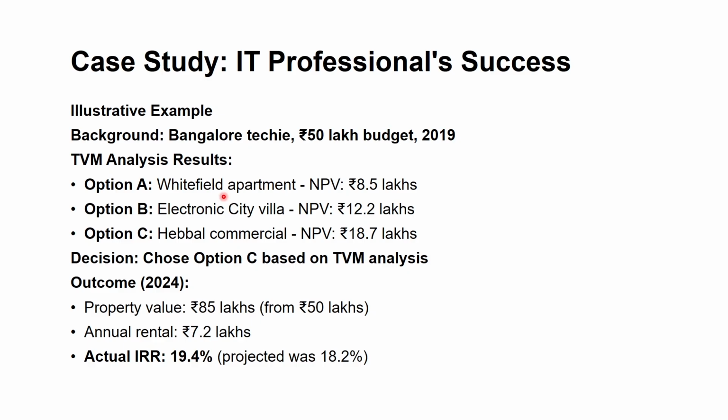By 2024, the property value had grown from 50 lakhs to 85 lakhs, generating 7.2 lakhs in annual rental income. The actual IRR of 19.4% exceeds the projected 18.2%. So, the projection was 18.2%, but the actual IRR was 19.4%. This example illustrates how TVM analysis can help overcome emotional biases and lead to better investment outcomes. The key is trusting your analysis and maintaining financial discipline. This is just one example, but of course, if NPV and IRR techniques, if the time value of money is properly analyzed, then the outcomes can be very beneficial to us. So, keeping aside emotions, proper assumptions can lead to success in real estate investment by following these principles.